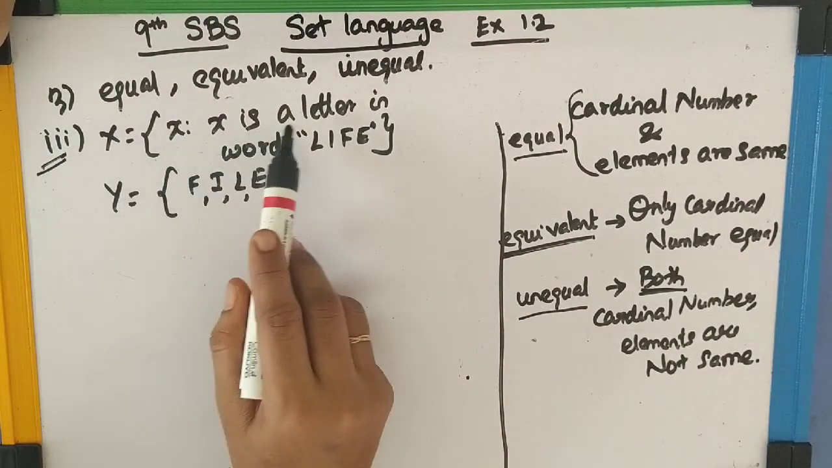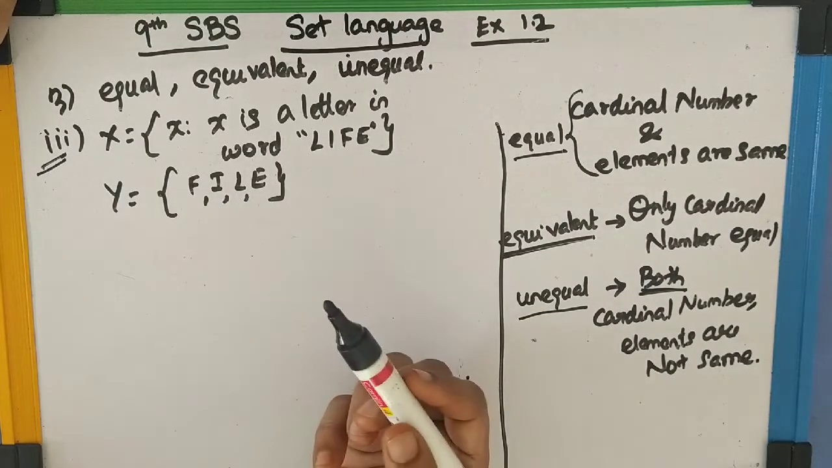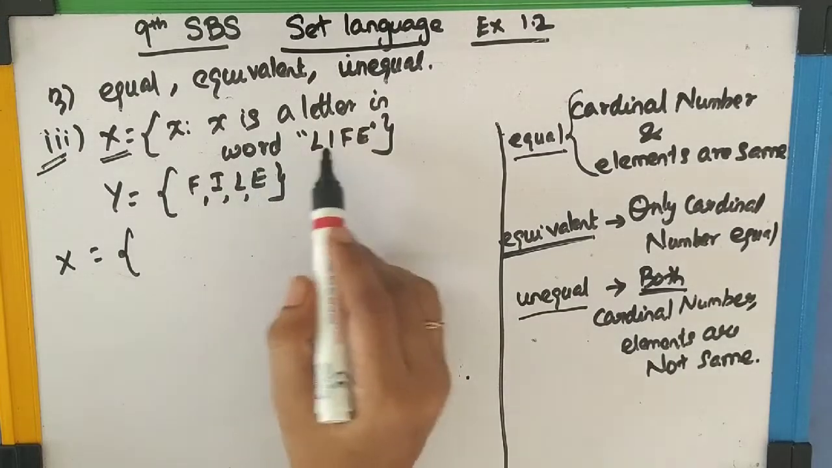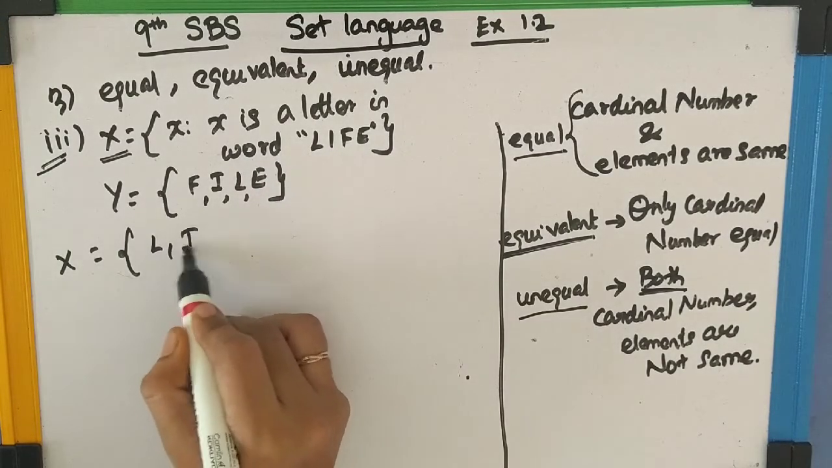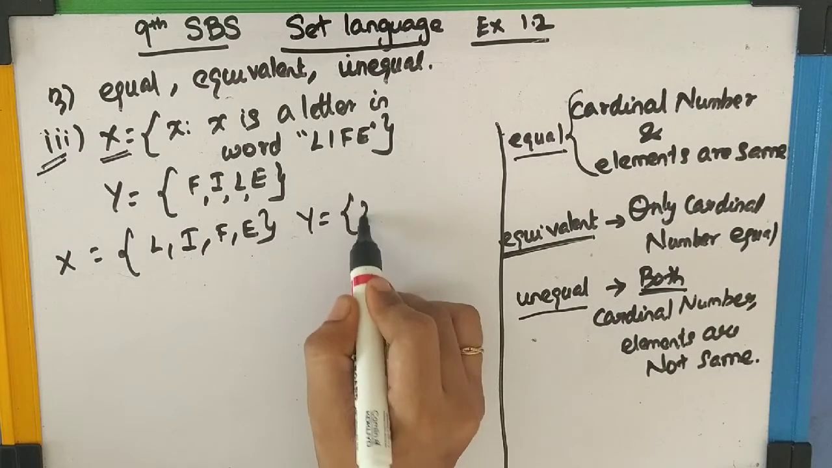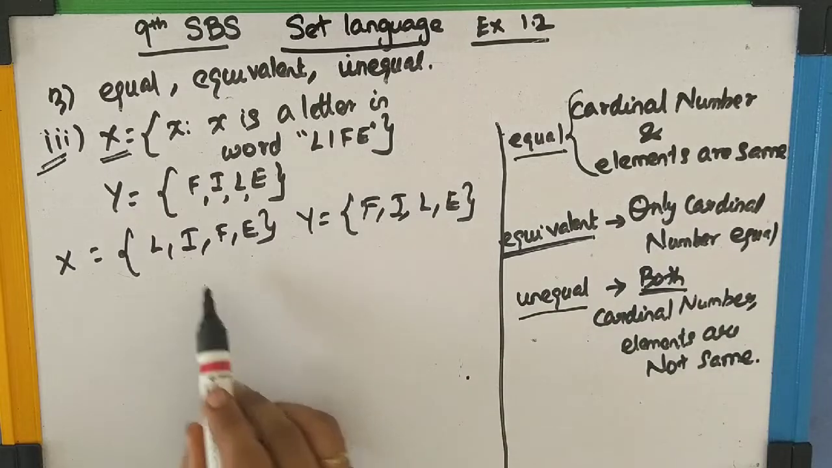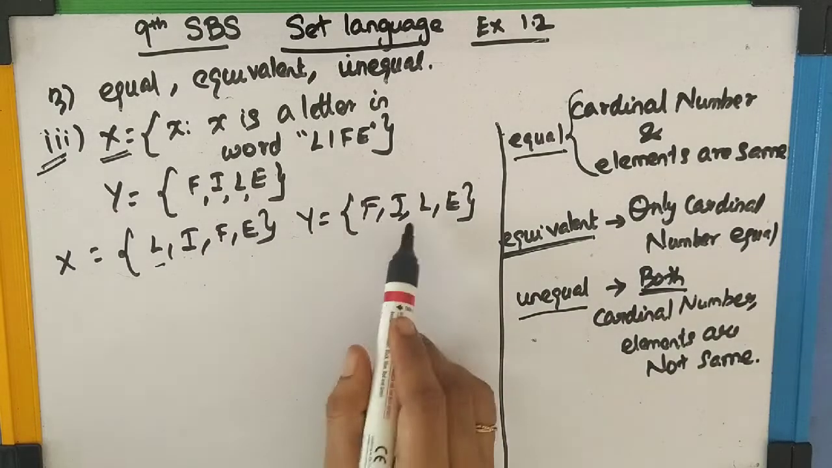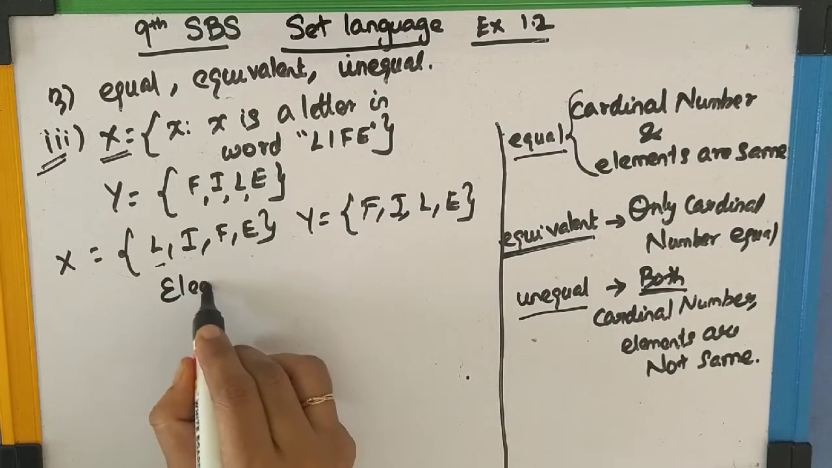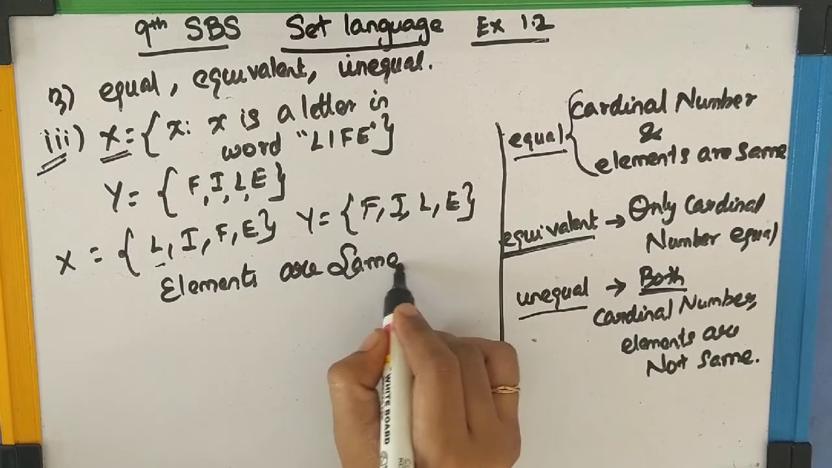Here X is equal to {x : x is a letter in the word life} and Y is equal to {F, I, L, E}. Here first find the set X. X is the letters in the word life, so L, I, F, E. Y is directly given, so write it as it is: F, I, L, E. Here the elements in the sets are the same, but they are in a different order. But it's not a problem. We have to consider it as the elements are the same. Okay?